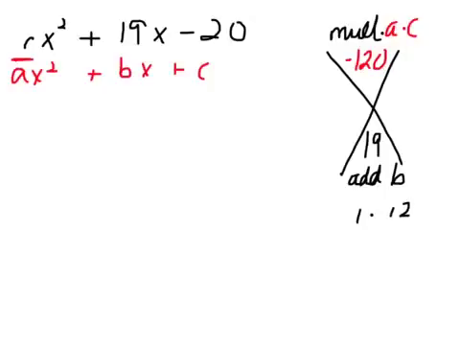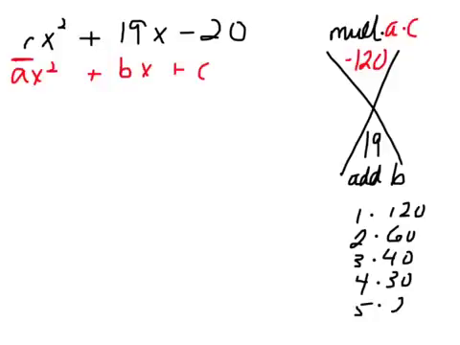1 times 120 is not going to work. 2 times 60 is not going to work. 3 times 40, probably not going to work. 4 times 30, not going to work. 5 goes into there, let's see, 24 times. Ooh, those two numbers have a difference of 19, don't they? If you said 24 minus 5, wouldn't you get 19? So these are the numbers I'm going to want to put up in here.